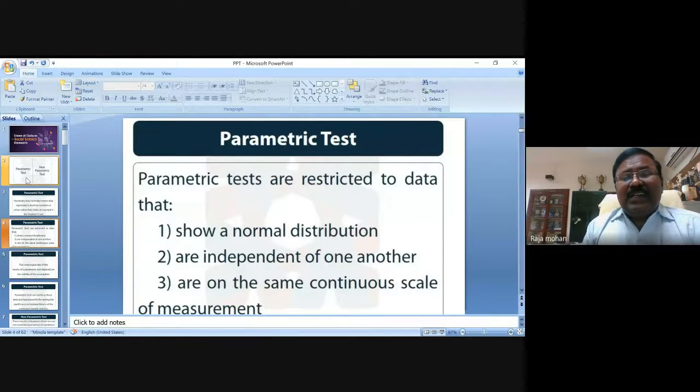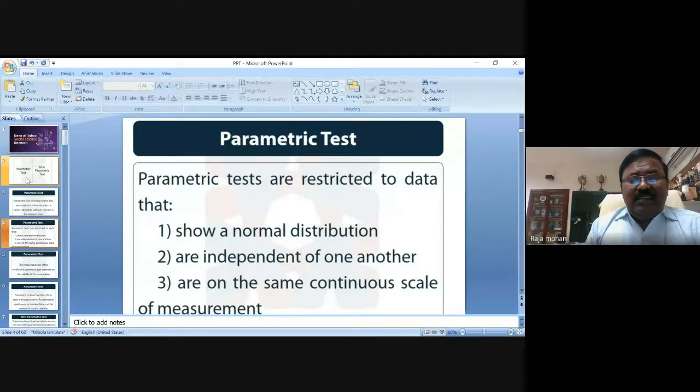Parametric tests are restricted to data that show the normal distribution. These are the conditions you can remember. We know that in the normal distribution, after feeding the data, we should have the bell-shaped curve. We can say that data are normally distributed like this, and we will come to the conclusion. Moreover, data should be independent of one another, because it should not be combined. That is another condition with regard to this.